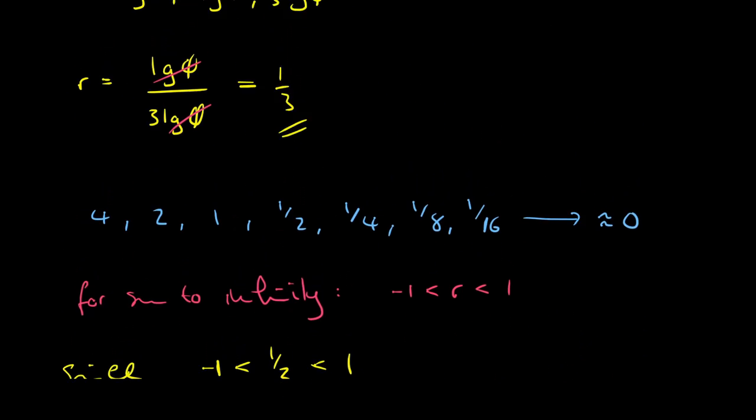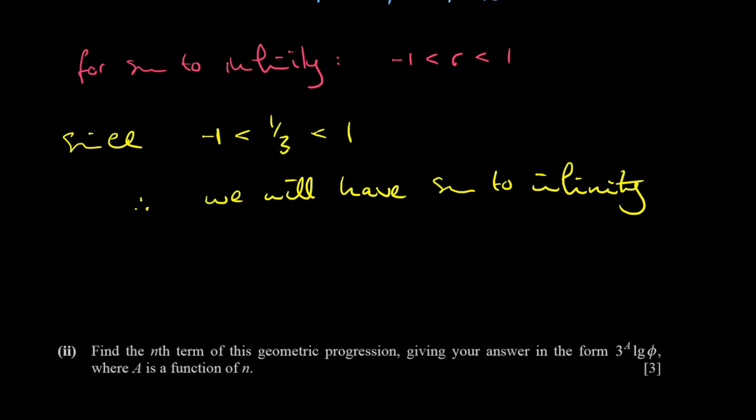Okay, part 2. We want to find the nth term of this geometric progression, giving our answer in the form 3 to the power a log phi, where a is a function of n. Well, what's the nth term of a geometric progression? It's a times by r to the power of n minus 1. Okay, I think that's in the front of your exam. And what is a in this case? A is 3 log phi, I think it was. Yeah, 3 log phi is the first term.